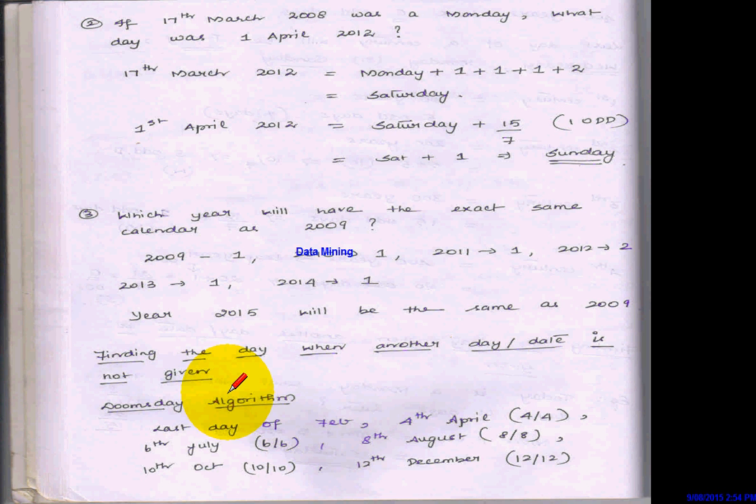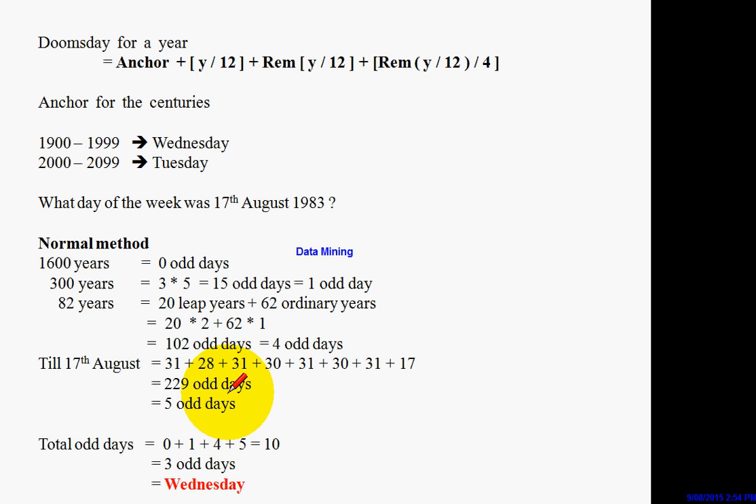Again, as I already mentioned, we have 2 ways of solving this problem. First, I'll let you know the normal method of solving this, and next we will come to the doomsday part. So what is the normal method of solving it? What day of the week was 17th August 1983? This was the question. How do we solve this, or arrive at the answer?